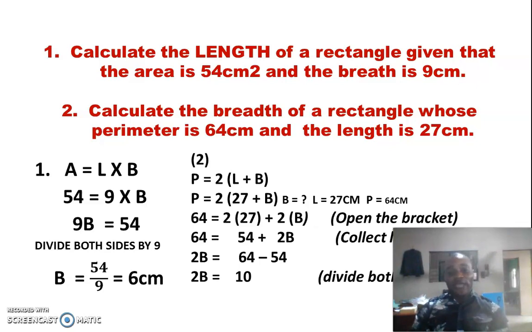How do we get b, that is the unknown, the breadth? Divide both sides by 2. When you divide both sides by 2, you're going to get your breadth to be 5 centimeters. Do you understand that now? All right.